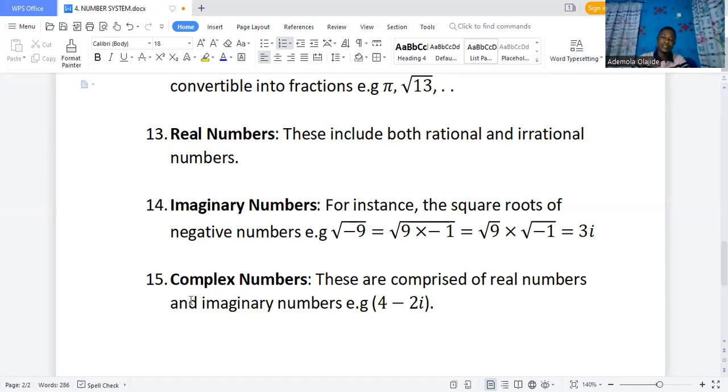And lastly, that's the largest of all numbers in mathematics, complex numbers. These are comprised of real numbers and imaginary numbers. For example, if you look at this 4 now, this is the real part. And if you look at this 2i, once you say i with it, you know that's imaginary. So the two of them combined together, we see it as a complex number. So if you read over and over, you'll be able to get used to all these numbers and know their differences. All right, thank you.